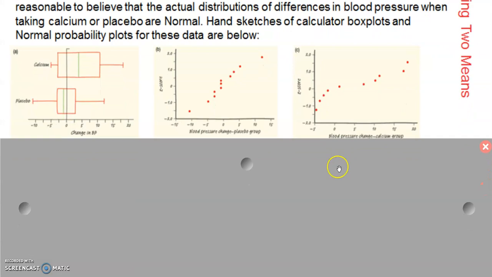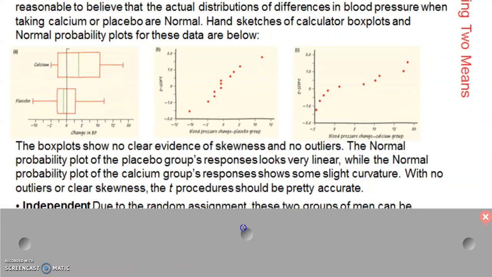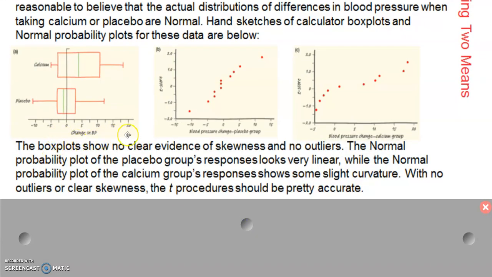So what do we say then after looking at all of that? Well, something like this. The box plots show no clear evidence of skewness and no outliers. The normal probability plot of the placebo group's responses, this one, looks very linear, while the normal probability plot of the calcium group's responses shows some slight curvature. With no outliers or clear skewness, the t procedures should be pretty accurate. And then we continue.